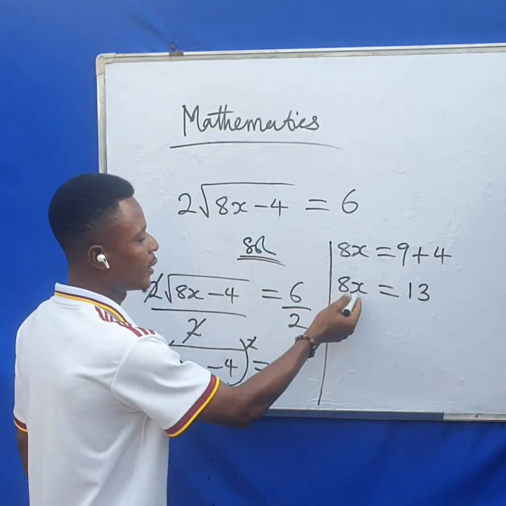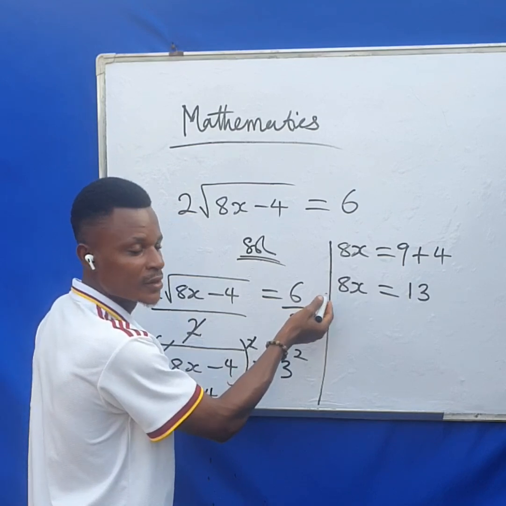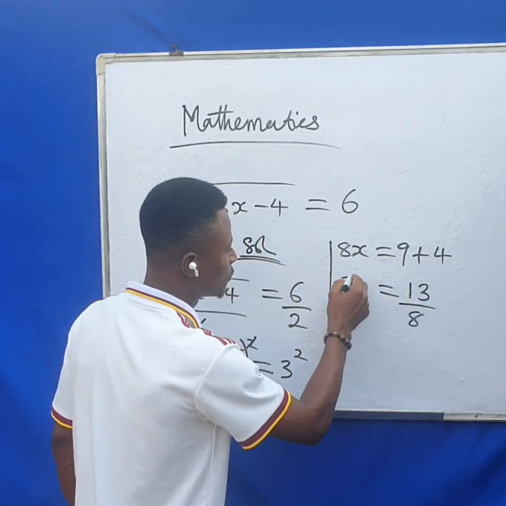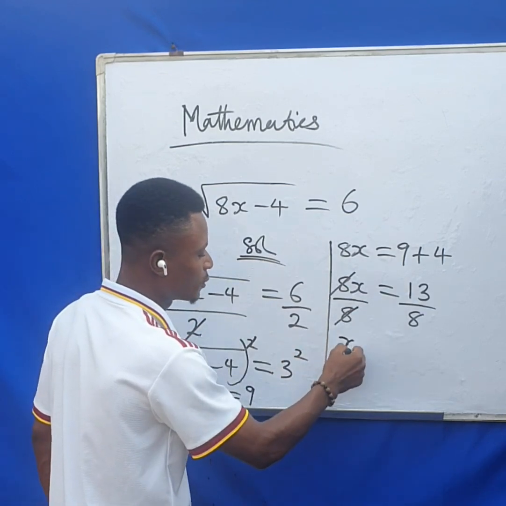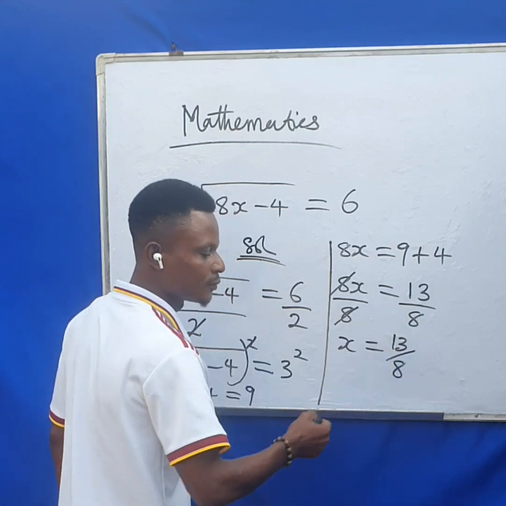We are looking for x, not 8x. So we have to divide both sides by this 8 that is attached to the x. We divide this by 8 and also divide this by 8. This 8 here will cancel this 8, and we are left with x equal to 13 divided by 8.